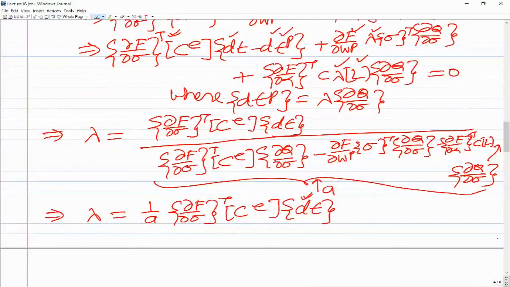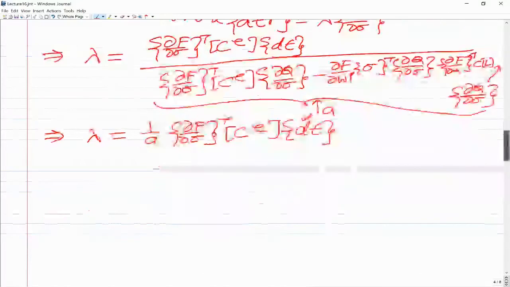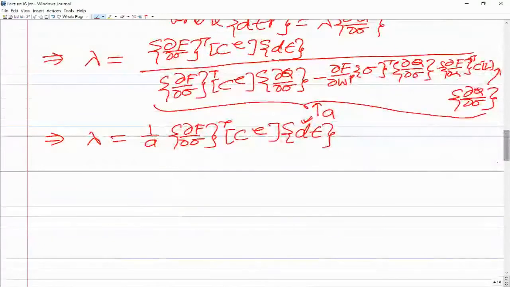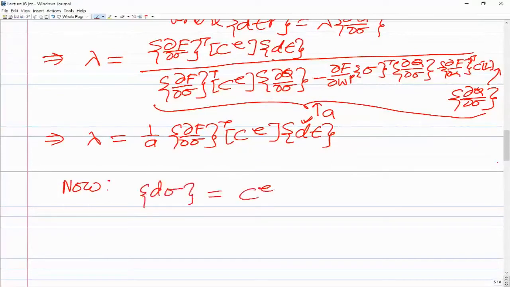So we wanted to write lambda in terms of d of epsilon. So that is what we have done. So now if you go back to the expression for d sigma, ultimately we want to get the relationship between incremental stress and incremental strain. We have already said that incremental stress d sigma is equal to the elastic constitutive matrix into elastic strain, and the elastic strain is total strain minus plastic strain tensor.